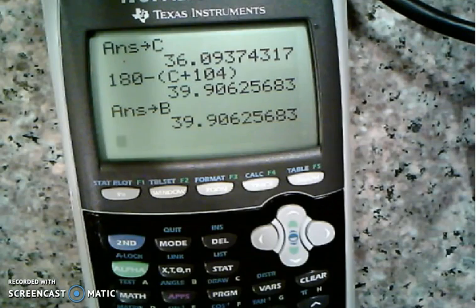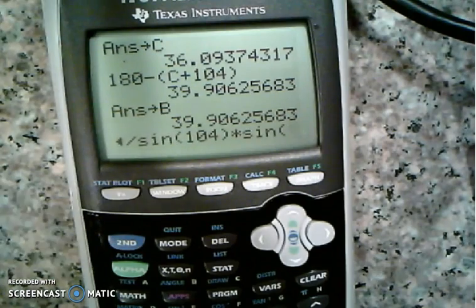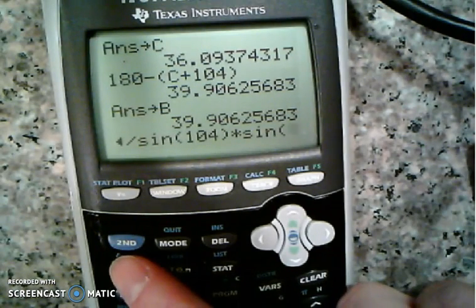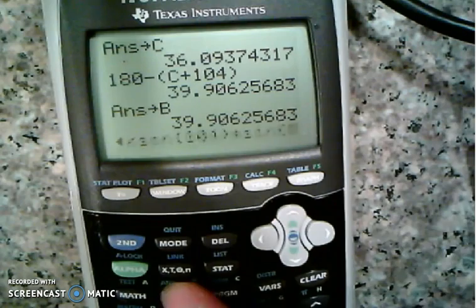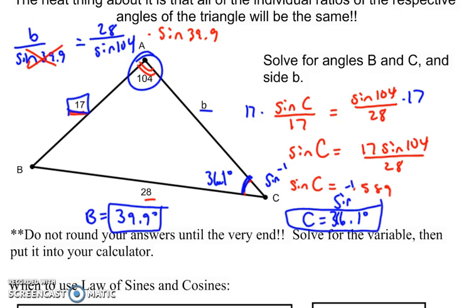So back to our handy dandy calculator, 28 divided by the sine of 104, close my parenthesis, times the sine of angle B. I have angle B stored as alpha B. Now I want that exact number. It's about 18.5. So side b is 18.5. Okay, all of our answers are exact to the very, very end here.